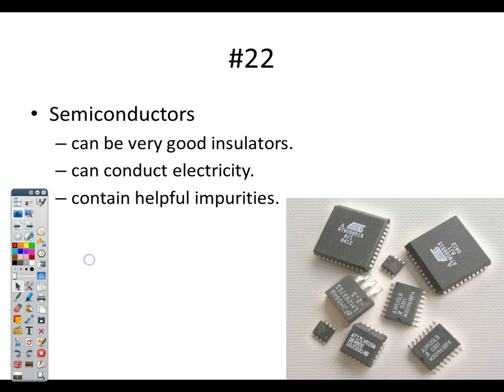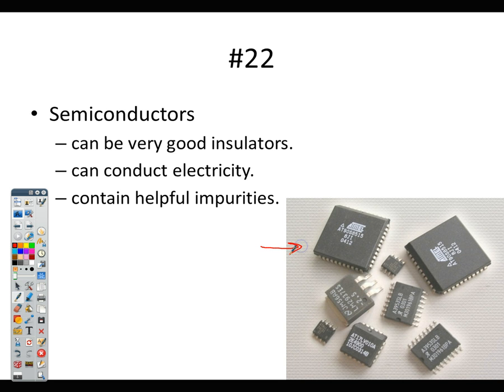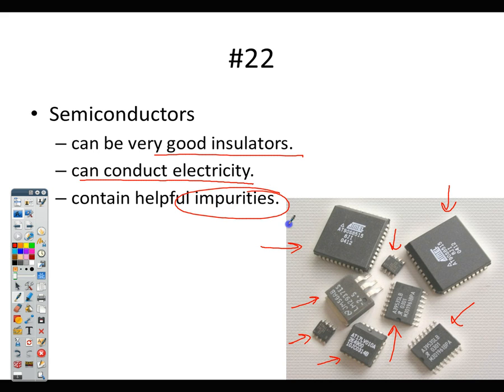For number 22, it says semiconductors. The picture that you see here, these are all semiconductors. You find semiconductors in all modern electronic devices like your cell phone or a computer or your LED or LCD or plasma TV. They have some really cool properties. They can be very good insulators, so they won't conduct electricity. Then you can also change them to make them conduct electricity very well, and that occurs because you have impurities in each one of these chips, and those impurities are there on purpose in order to make sure that they can both insulate and conduct electricity.